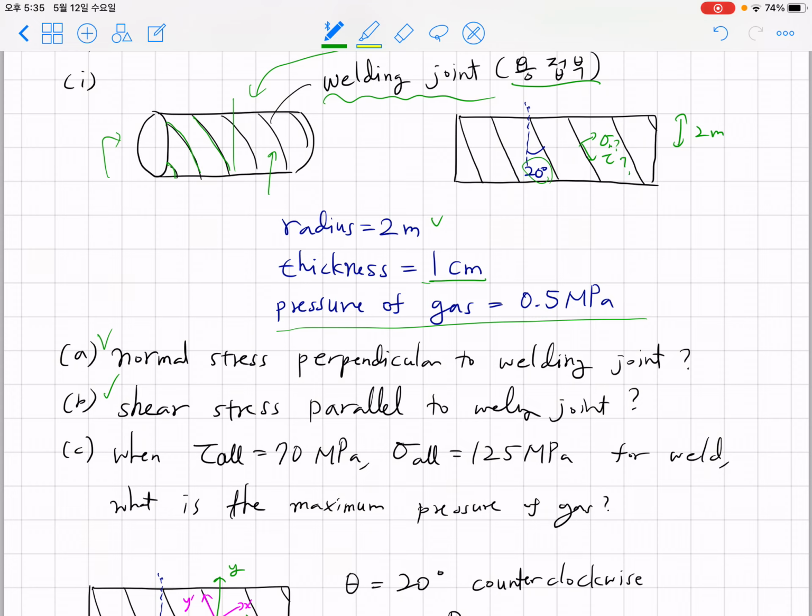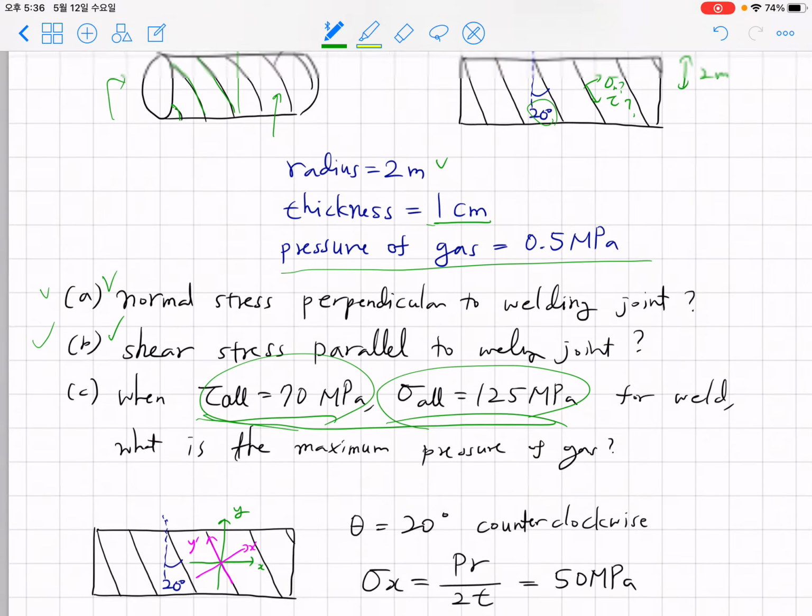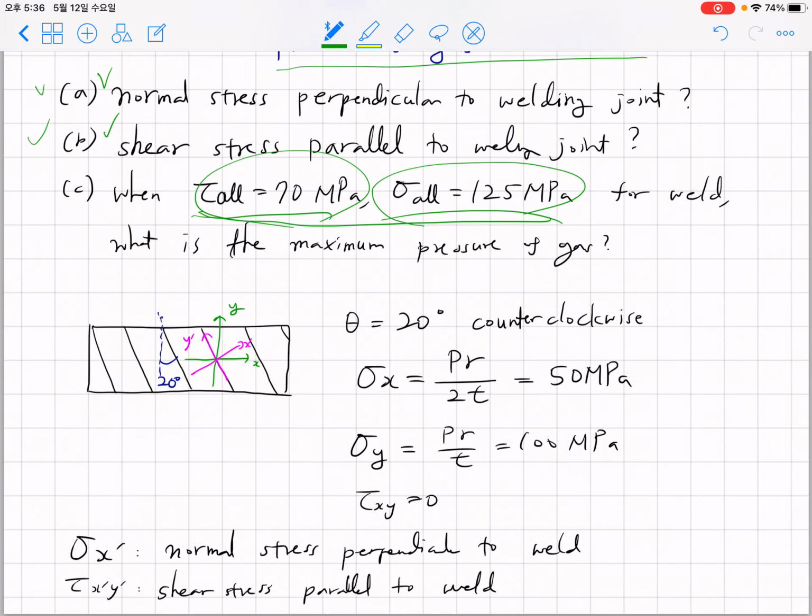Okay, and as a third question, instead of asking us some question, the problem gives us the allowable shear stress and allowable normal stress for the welding joint, and asks how much pressure can we give given this kind of limitation in material strength. Okay, so all of these three problems are quite plausible example problems in realistic engineering application. So let's solve the first two problems: normal stress perpendicular to the welding joint and shear stress parallel to the welding joint.